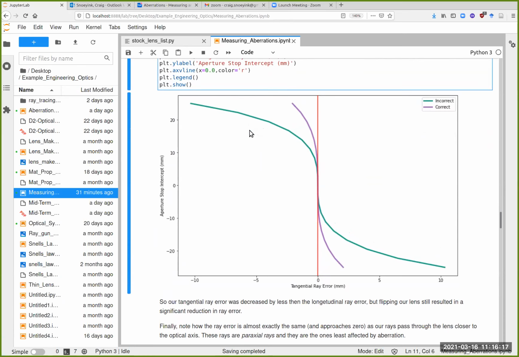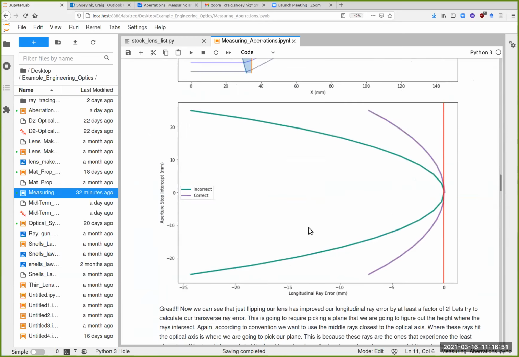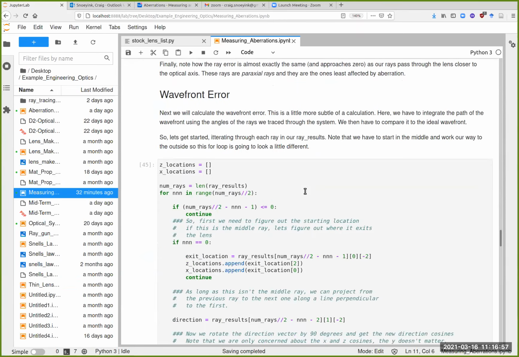So what this means, though, is we could pick an aperture stop intercept, so a width of our aperture stop. Let's say we pick 10 millimeters as the radius of our aperture stop. If we drew a line straight across, we could say, oh, well, that will reduce our error to less than a millimeter with our incorrect lens, but we're on the order of hundreds of microns with our correctly flipped lens. One of the reasons we're showing so much aberration with this lens is because it's a 2-inch diameter lens, which means we have a huge pupil diameter, which means we have a lot of error.